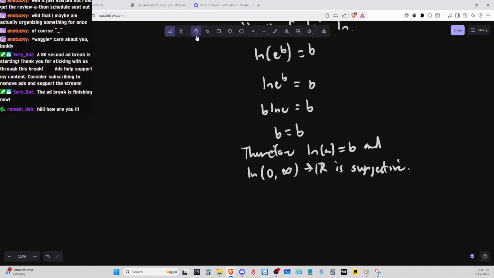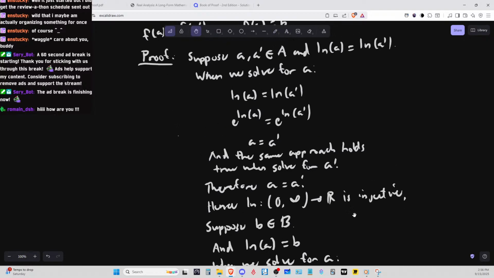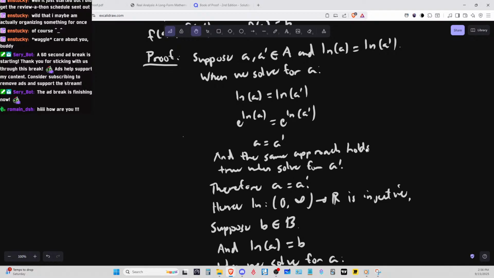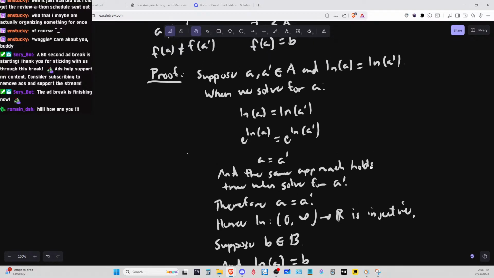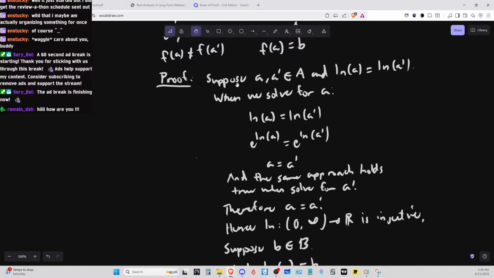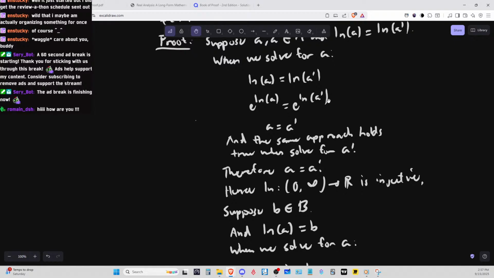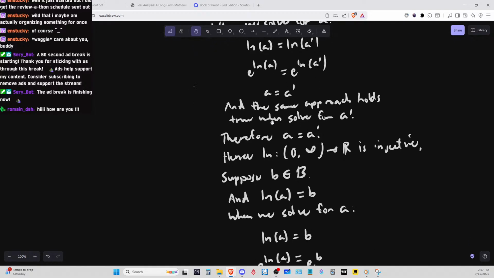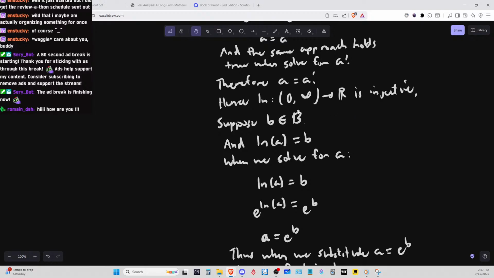Okay, I might have made it a little bit too wordy, but I feel like that approach is what we needed to do. But suppose that A and A prime. So we did prove that they're equal to each other, which kind of shows that they're injective. I probably should write: now suppose that there's B.